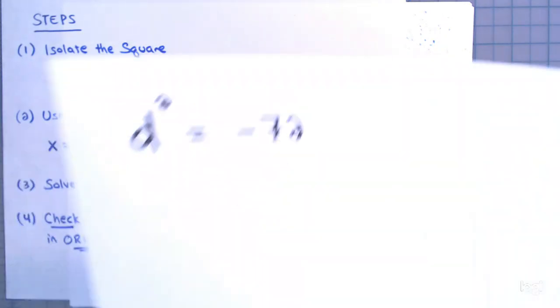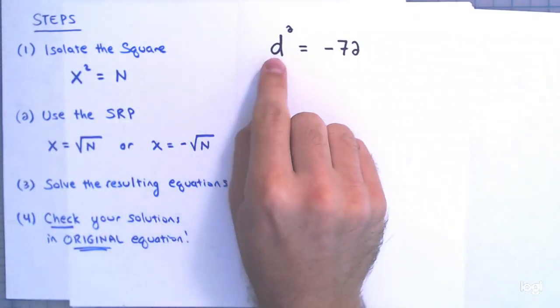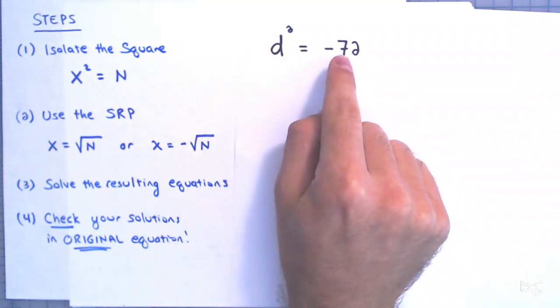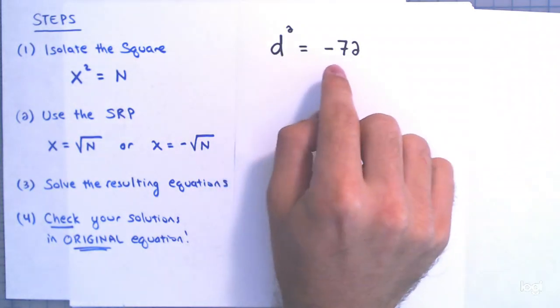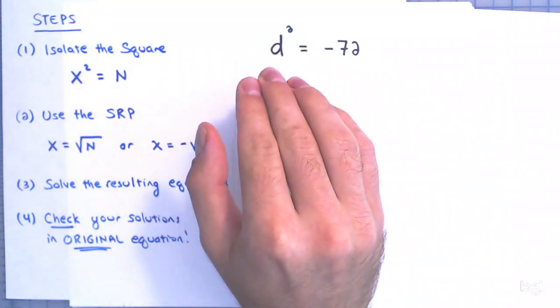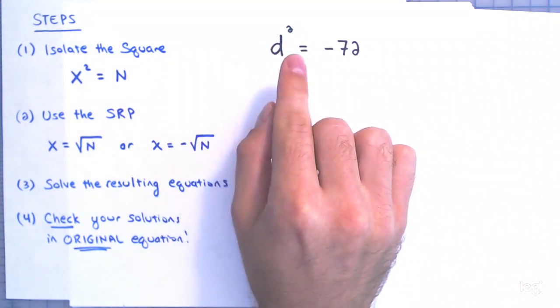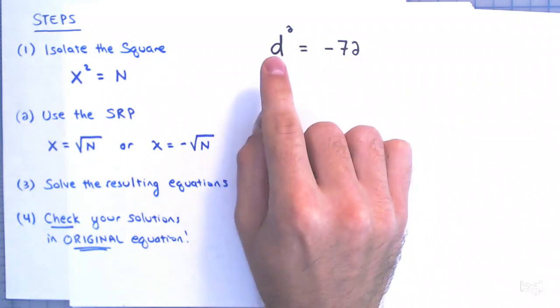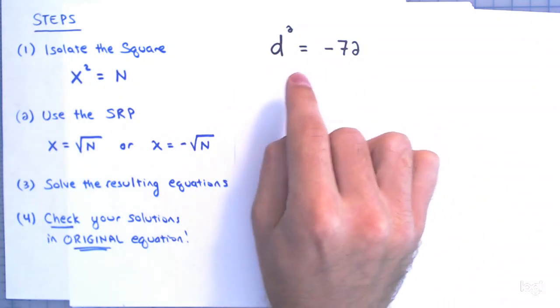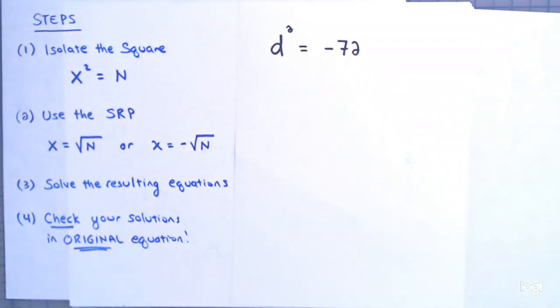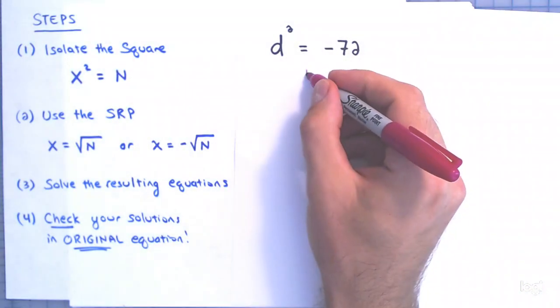So here's another one. I'm asked to solve d squared equals -72. So here it's already set up, the first step's already done. The square, d squared, is already alone, nothing multiplied by it, nothing divided by it, or added or subtracted from it. And I've got just a number on the other side. And notice there's a variable in the square, and there's no variable d outside that square. So I'm going to be able to use the square root property here. So step one's done.